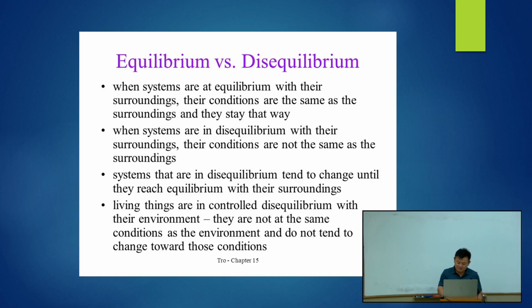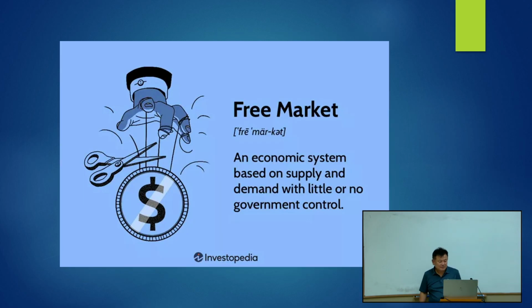So what's the meaning of the free market? The economic system based on supply and demand with little or no government control. No government control, the invisible hand as a free market. Who decides the price? Oh, it's the market. So this free market tends toward equilibrium. This is from Adam Smith's very long-term history. This is a special condition, the free market.